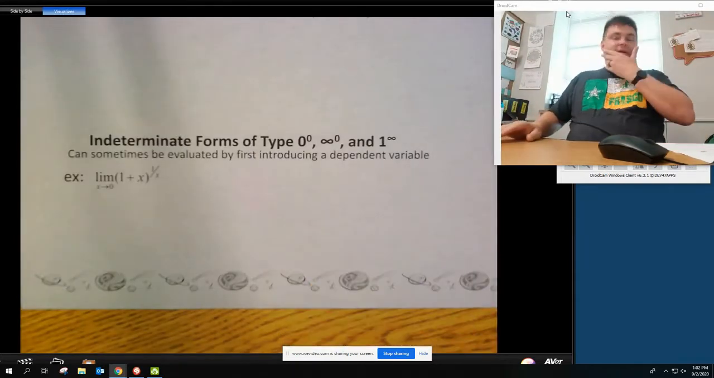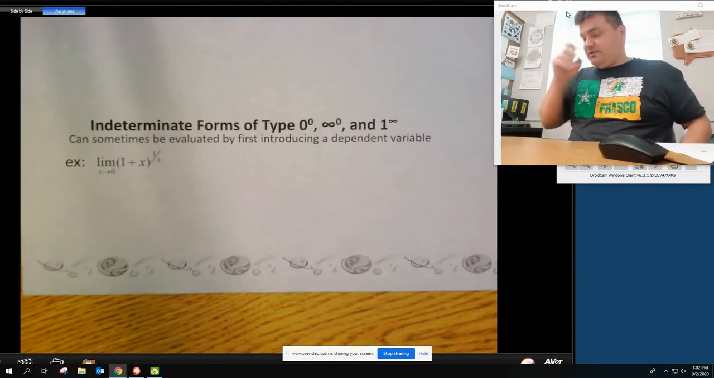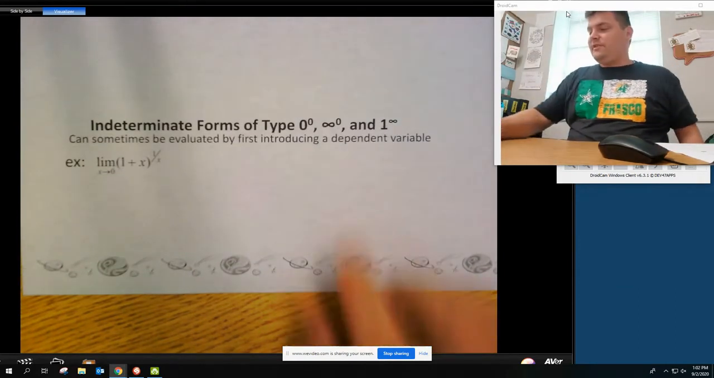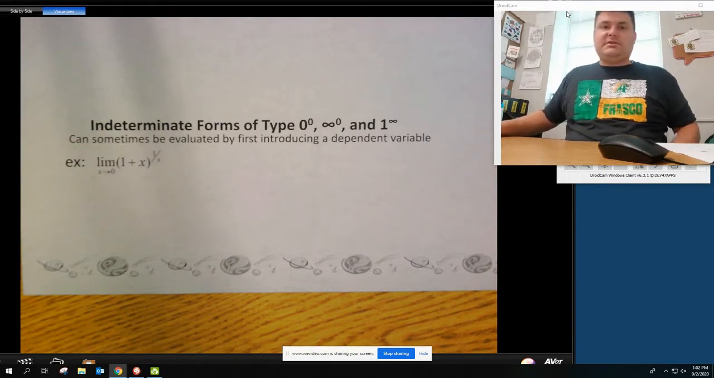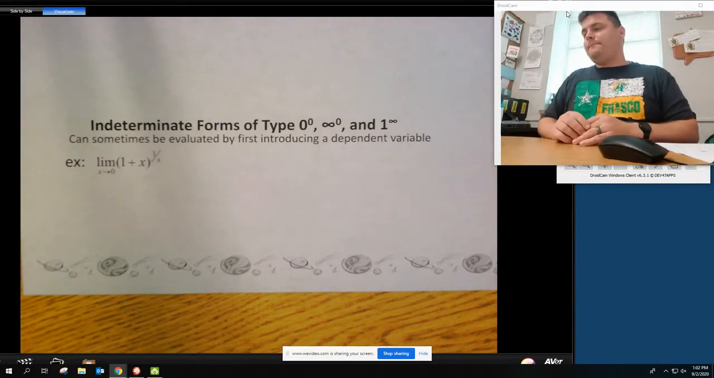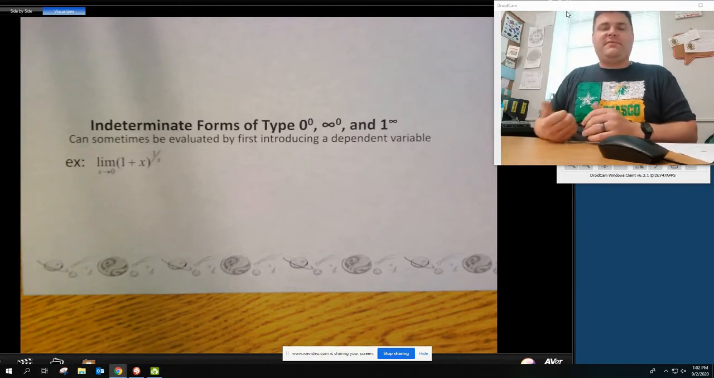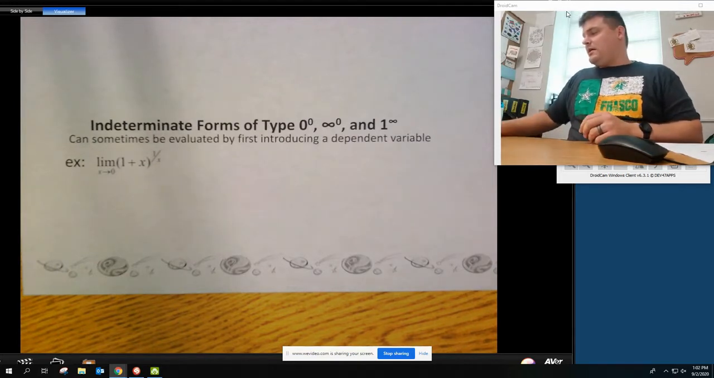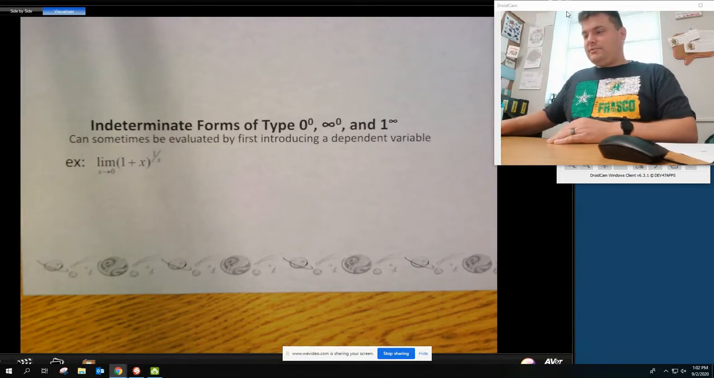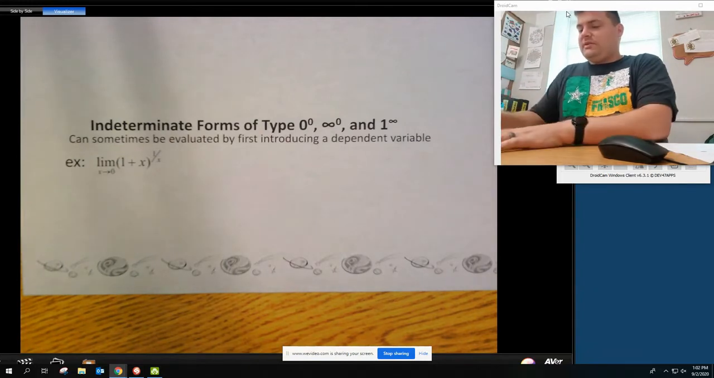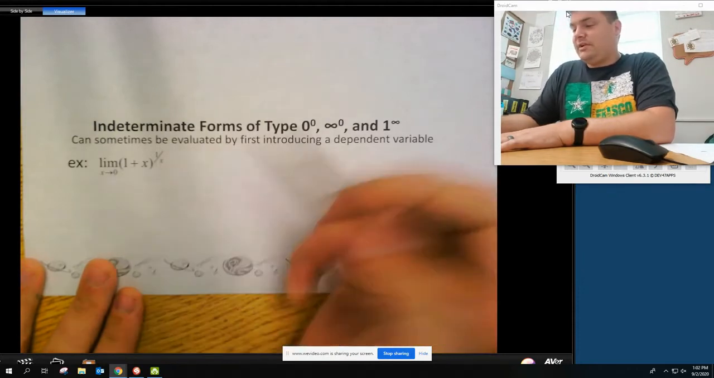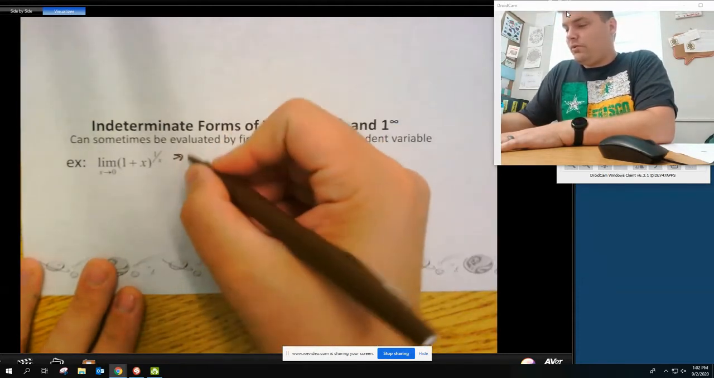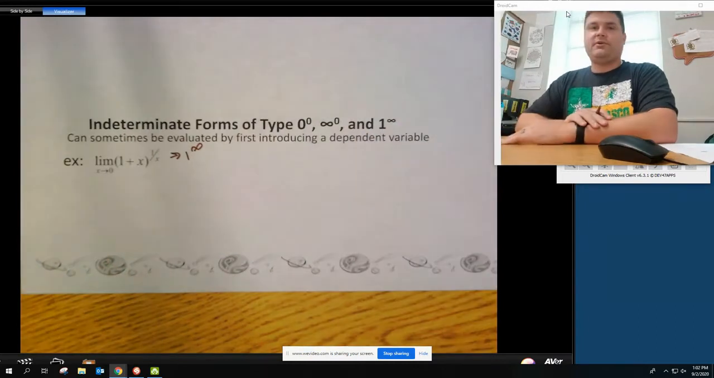This last one right here, these forms are going to be 0 to the 0, infinity to the 0, or 1 to the infinity. And these are a little bit trickier to get into a 0 over 0 form or infinity over infinity form. So let's go ahead and tackle these problems right now. So if I plug a 0 into here, I'm going to get 1 to the infinity, which is one of these forms.